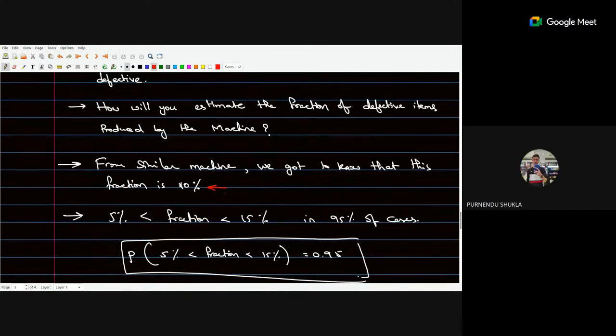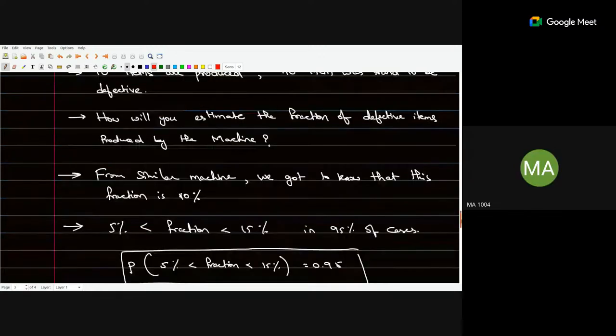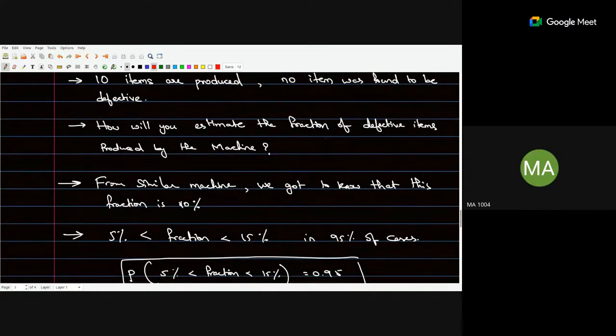Sir, can you explain the last line? It says 5% less than fraction less than. That we will come to. Right now we are in this line. In order to estimate this fraction, this alone is not sufficient. We think that it follows a beta, alpha, beta, but we don't know alpha and beta. We are trying to estimate them, and for that we need some more information about alpha and beta.